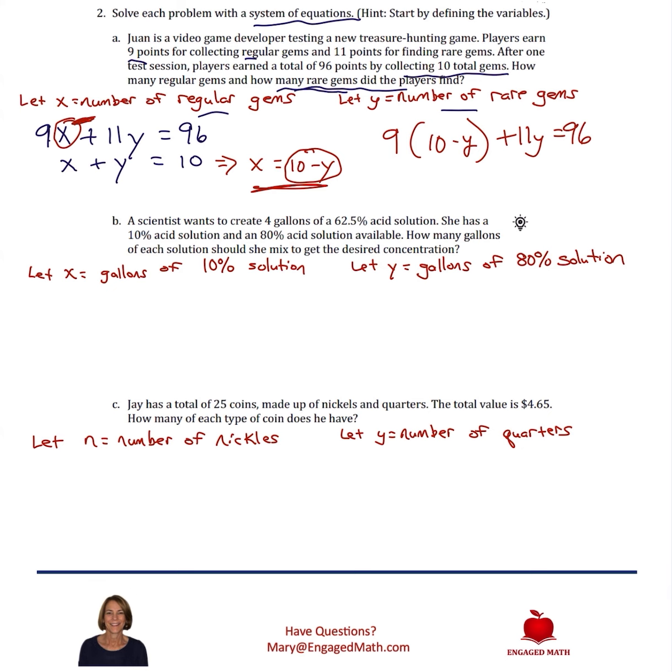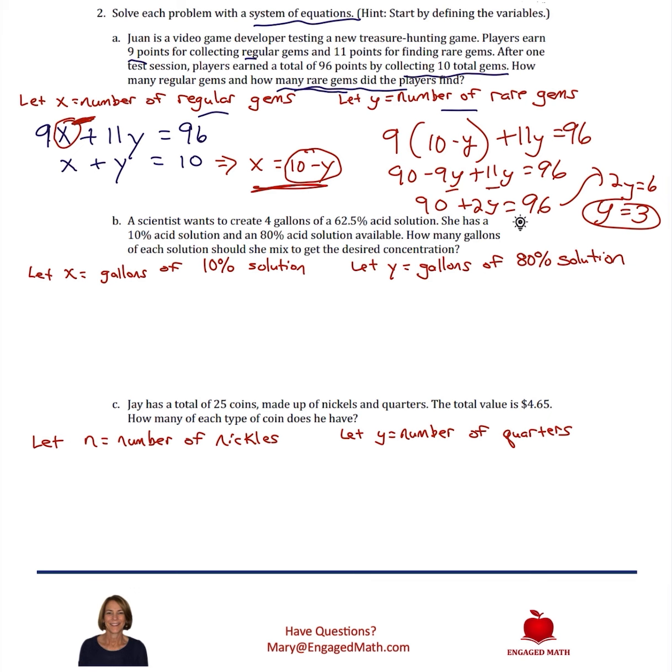And the reason this works so great is because we now have an equation with just one variable, and we know how to solve that. So now I have 90 minus 9y plus 11y equals 96. We're going to combine our negative 9 and our positive 11, and we're going to get 90 plus 2y equals 96. Now, I'm not going to show the next step because we're going to subtract 90 from both sides and get that 2y is equal to 6, divide both sides by 2, and y equals 3.